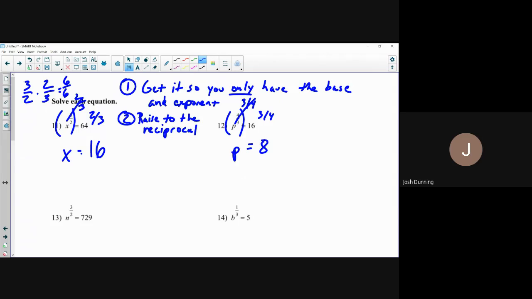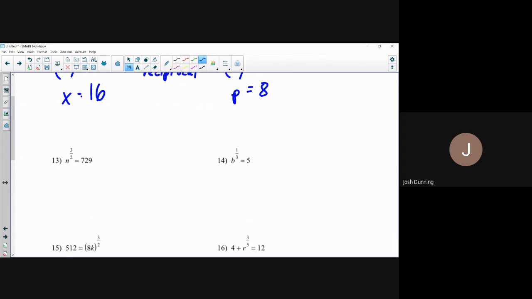13. Again, all we got there is the base and the exponent. Raise to the reciprocal, 2/3, 2/3. That cancels the 3/2 out. Type it in, 729 to the 2/3, you get 81.